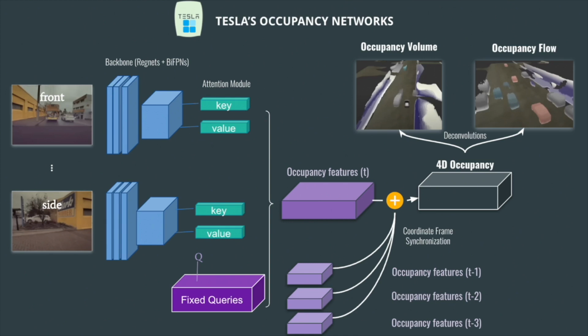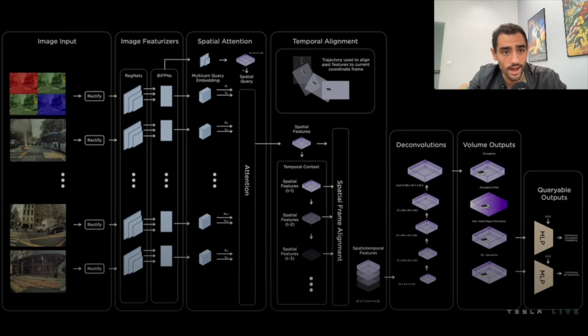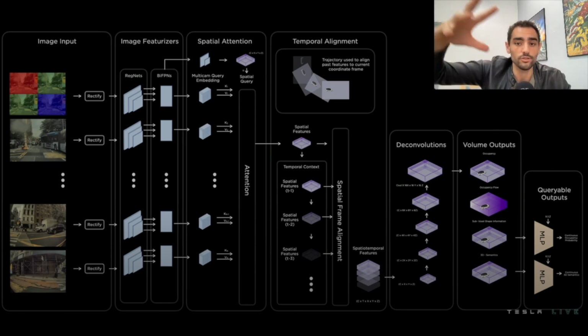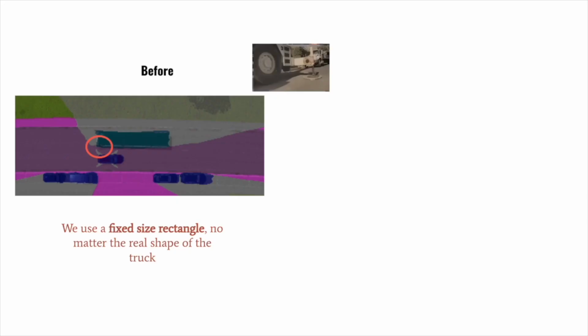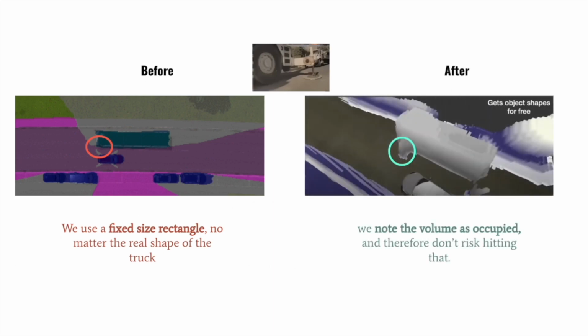So it's a flow. Now, the actual architecture looks like this, and it's exactly what I just said. So it's images rectified, then RegNet, bilinear FPNs, then spatial attention, and then deconvolutions to upsample up to the original 3D volume. And this is what we get with an occupancy network. Now, before we got fixed rectangle shapes, now we're going to get these volumes which are either free or occupied. And so it's much better, right? We don't risk hitting anything that could get in the way.